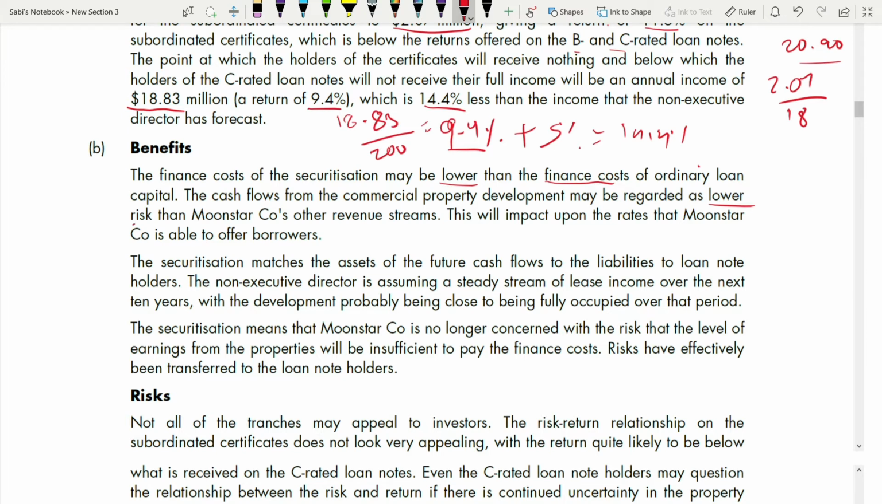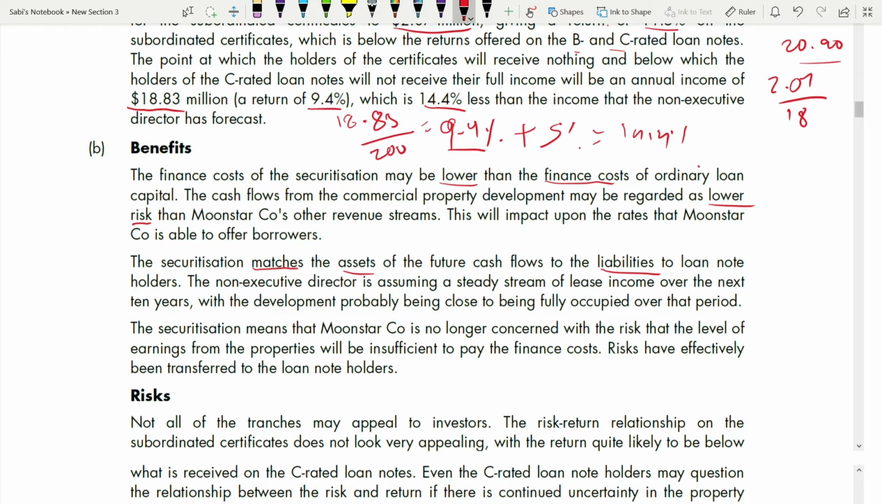Okay, the benefit of securitization. Then Moonstar's other revenue streams. This will impact upon the rates that Moonstar company is able to offer borrowers. The securitization matches the assets of the future cash flows to the liabilities to the loan note holders. Okay, so it matches assets and liabilities. The non-executive director is assuming a steady stream of lease income over the next 10 years, with the development probably being close to being fully occupied over that period.